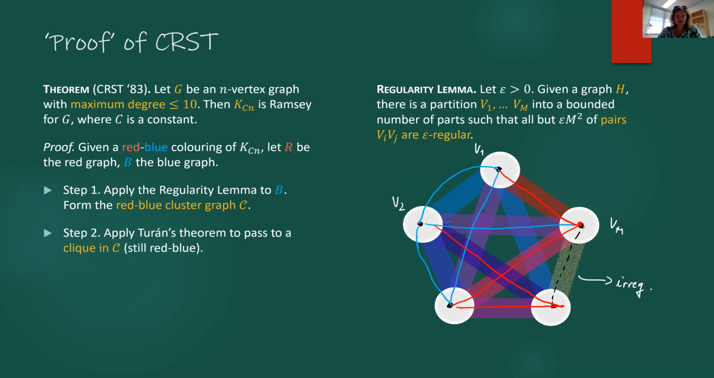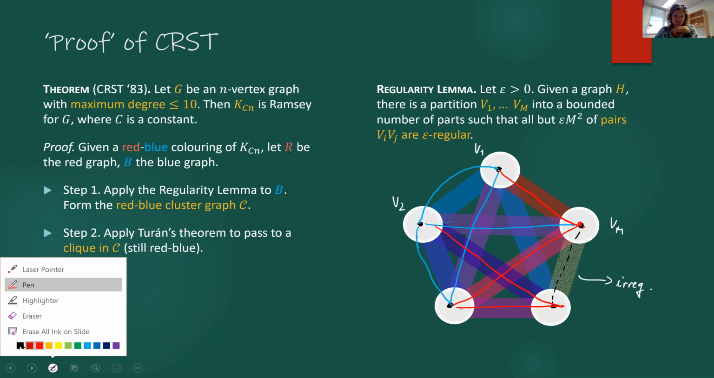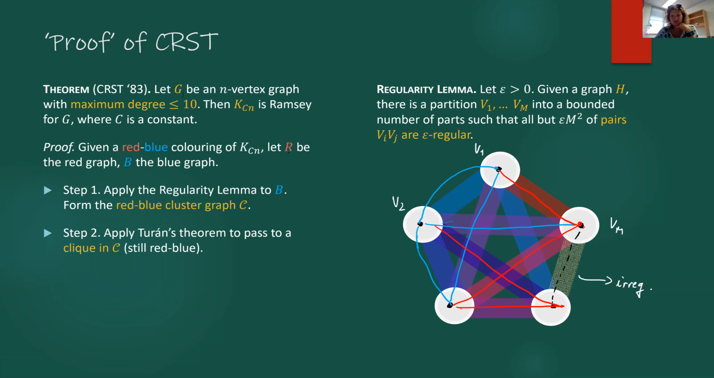So first we'll apply Turan's theorem to get rid of the irregular pairs. The regularity lemma tells you that we have at most an epsilon proportion of irregular pairs. And therefore, Turan's theorem tells us that there is a large clique. In this case, it's these parts, I'll indicate that better, such that everything between them are edges in the cluster graph. So in other words, we get rid of this part using Turan's theorem, and we are left with just red and blue edges.